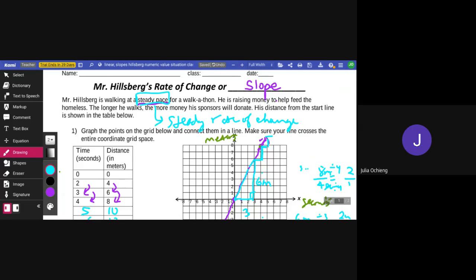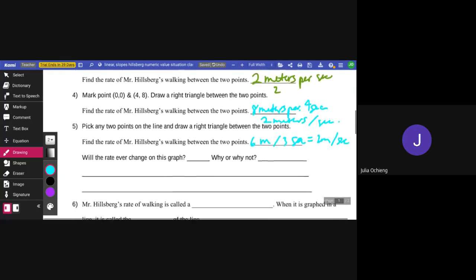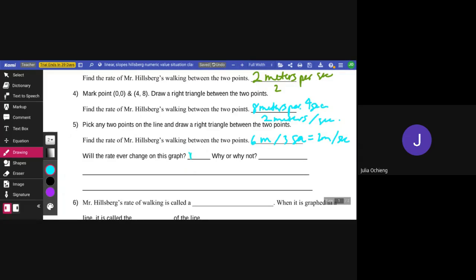is by definition a steady slope. And that is the requirement of a line. A line always has a steady slope or an unchanging slope. So this rate will never change. Why or why not? It will not change because a line always has a steady slope, a constant slope.